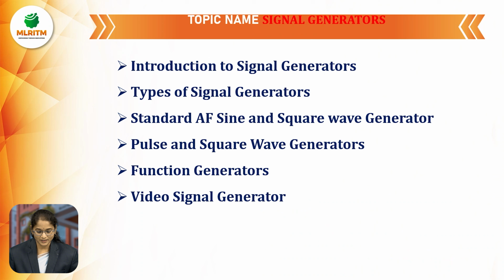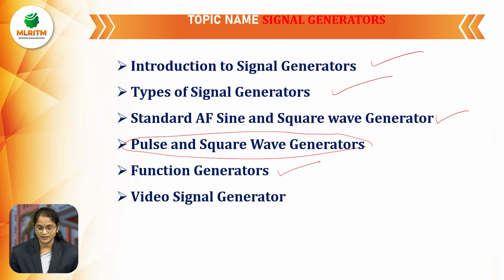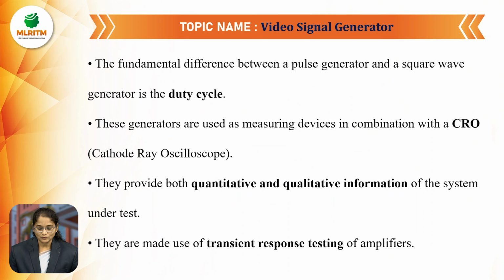Already we discussed the introduction to signal generators and the types of signal generators, and we discussed the standard AF sine and square wave generator, and the function generator. Now we will discuss the pulse and square wave generator in this lecture. What is the fundamental difference between the pulse generator and the square wave generator? What is the pulse generator and what is the square wave generator?